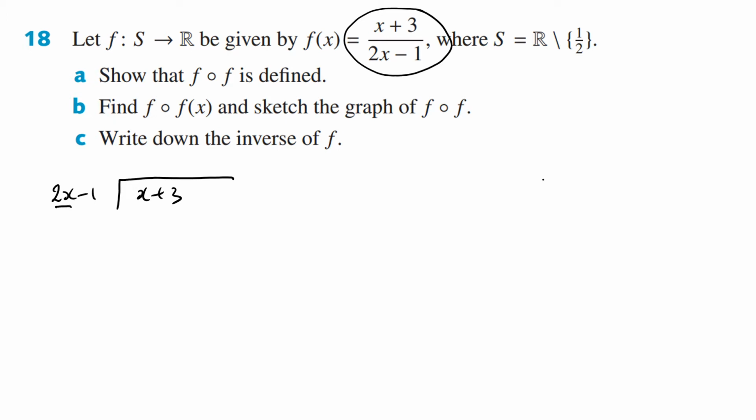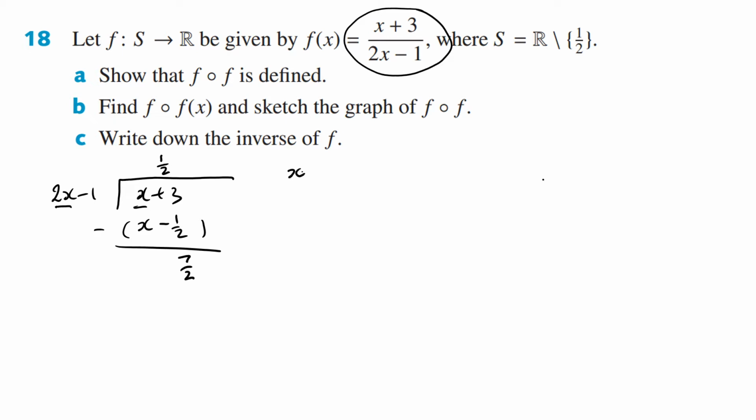What do we need to multiply 2x by to make it into x? A half. So we multiply a half by that, that gives us x minus a half. We do our subtraction, and that gives us 3.5, because 3 take away negative a half is 3 plus a half. Now 3.5 can be written as 7 over 2.